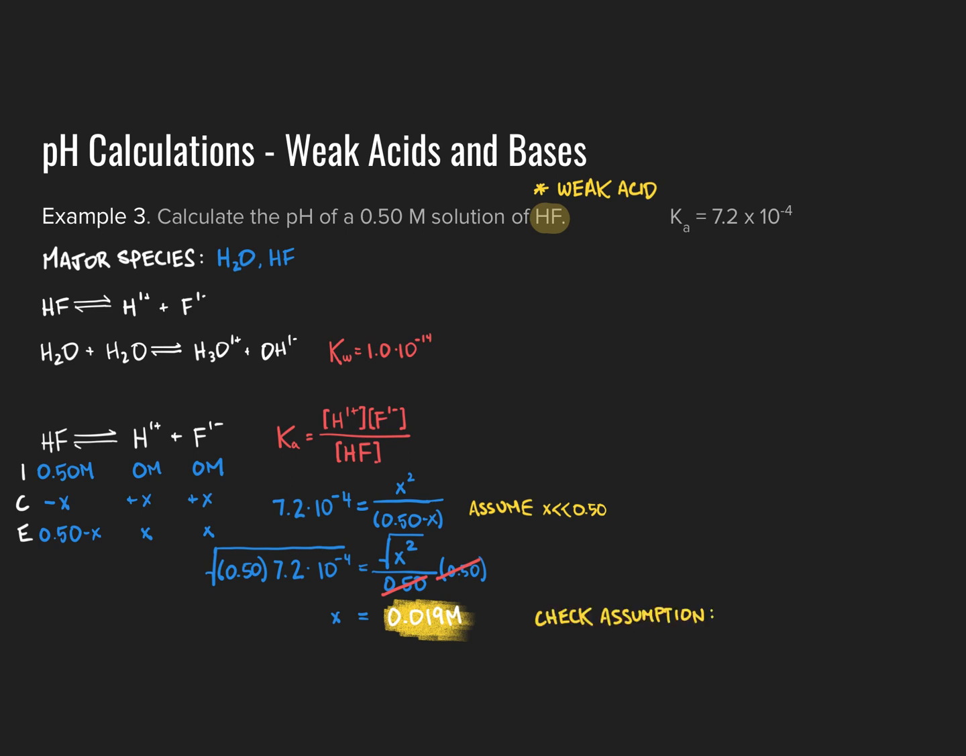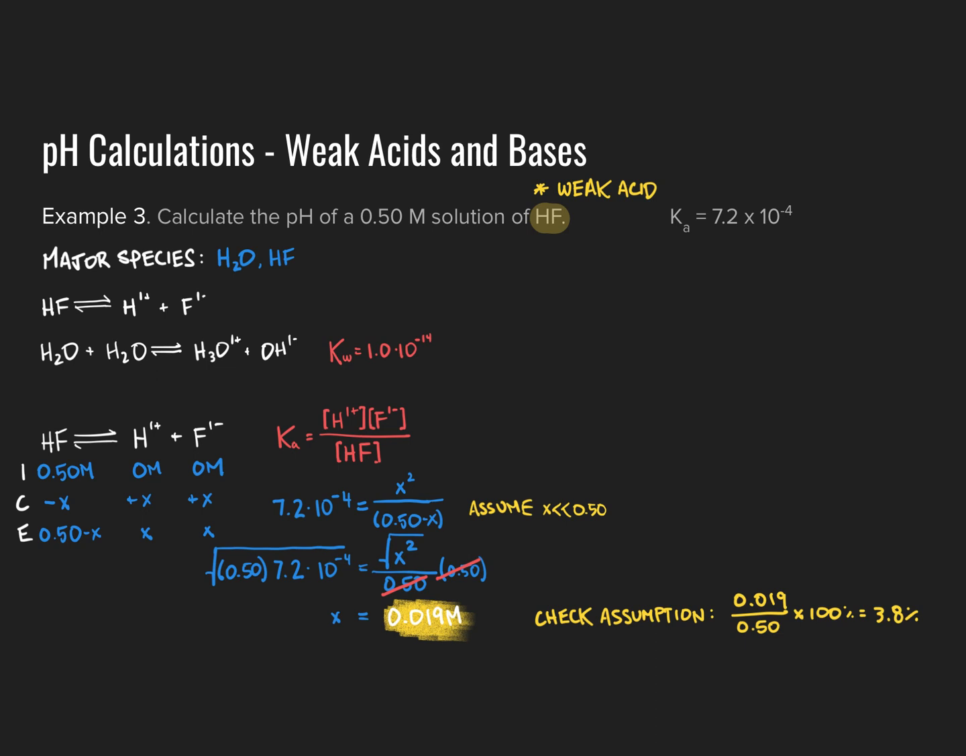As such, I'm going to check the assumption by dividing my x value of 0.019 molar by the initial thing I assumed it was small in comparison to, which in that case was a molarity of 0.50 molar. And I'll multiply that by 100 to express this as a percentage. And we find here a percent error introduced by the assumption method of 3.8%, which falls below the 5% reasonable assumption of error we make in these problems, and therefore this is a valid assumption for us to have made.